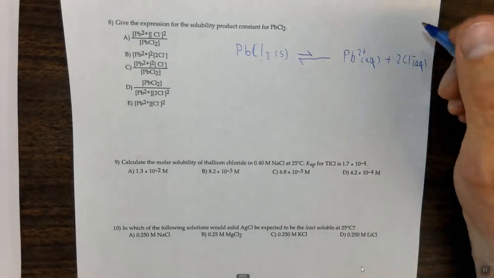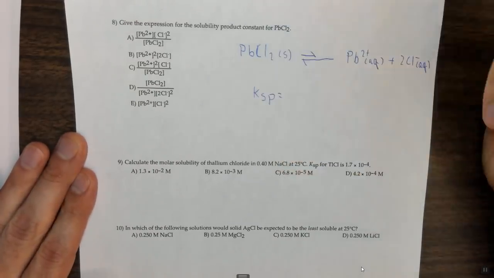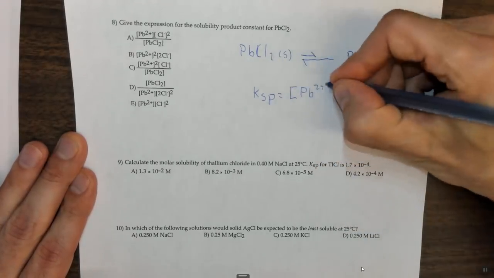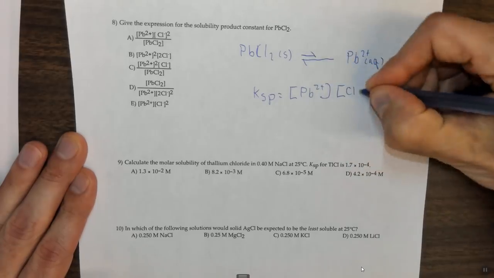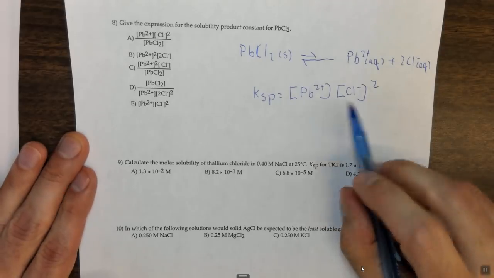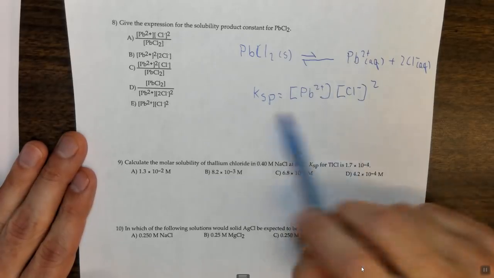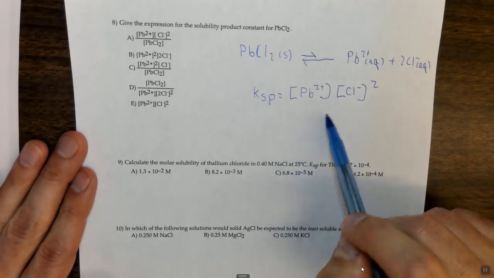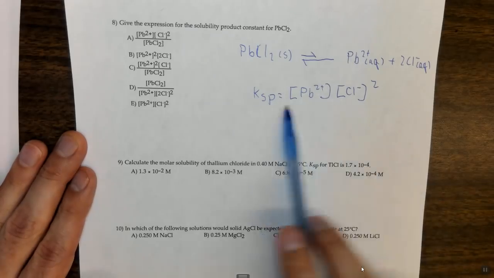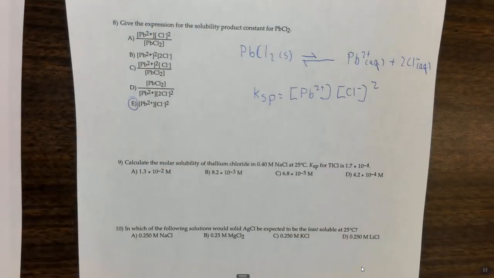Well, KSP is just like any other equilibrium constant. It's products over reactants. So KSP equals products, concentration of Pb2 plus, concentration of Cl minus squared, over reactants. But there's a problem. The reactant's a solid. Remember, we only put aqueous and gases, things that have concentrations, in our equilibrium expressions. So in this case, we do not put the PbCl2, which is why the KSP doesn't have a bottom term, because they all work this way. So what we get here is choice letter E.